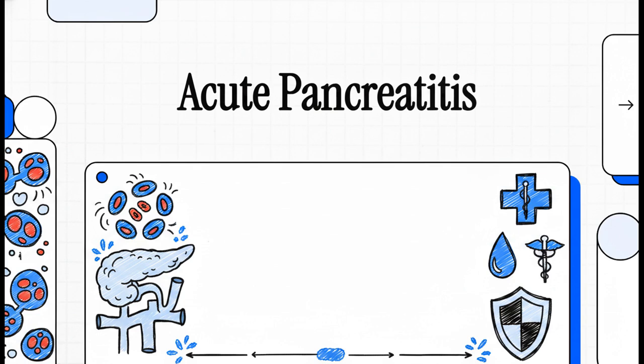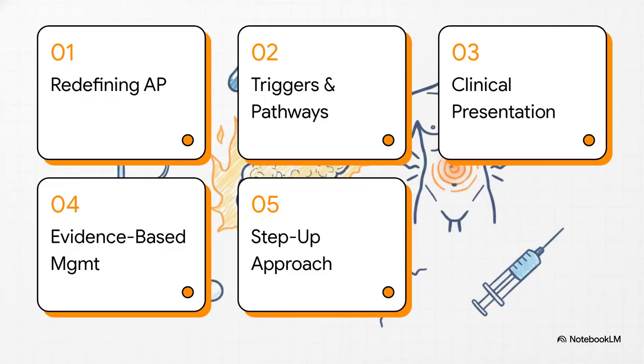Let's get started. Okay, quick look at our roadmap. We'll start by redefining the disease, move right through the triggers and cellular pathways, cover the clinical presentation, and then focus heavily on evidence-based management and the surgical step-up approach.